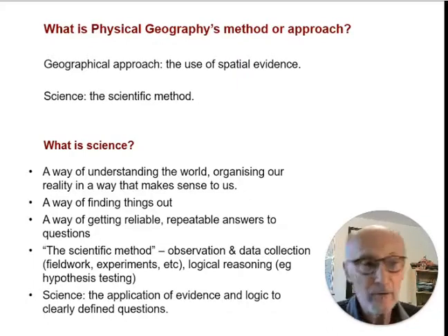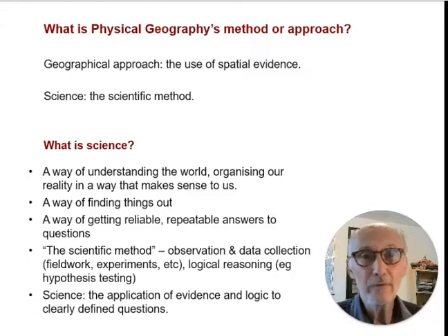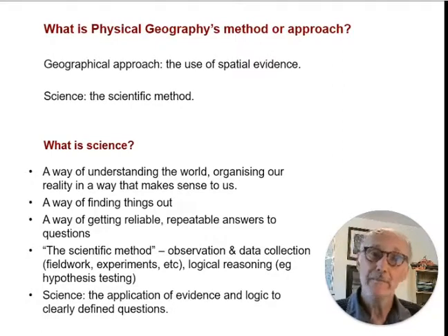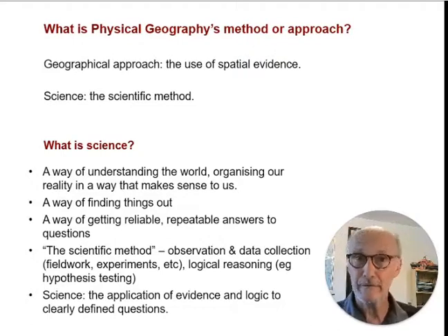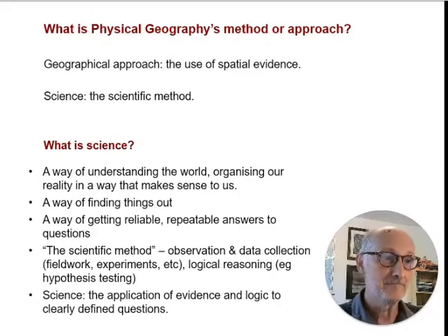So science, if you like, down at the bottom of the list there, science is the application of evidence and logic to clearly define questions. Not all questions are amenable to scientific research, and that's where science, religion and other ways of looking at the world sometimes don't overlap or can't overlap, because there are questions that science can't address. There are other questions that science is particularly well suited to addressing, and physical geography is full of questions that are absolutely suitable for science to approach, and that's the way that we're going to approach them throughout this program.